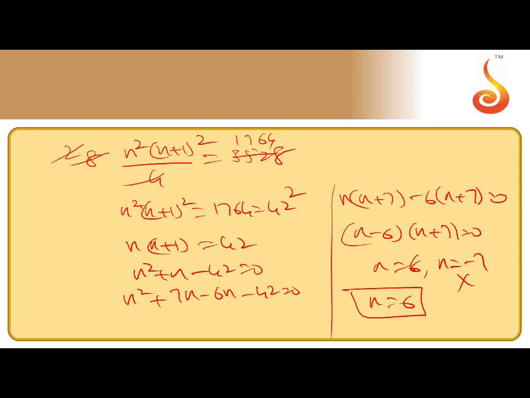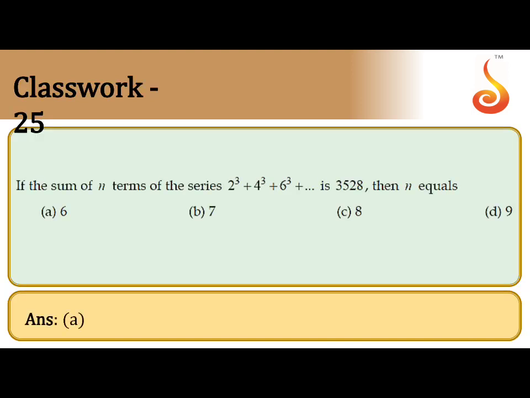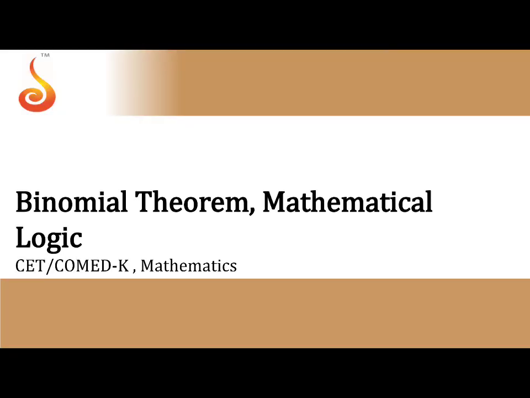I hope this is clear. Just apply the formula and simplify to get the answer. So this is the question for this one. Just check the answer whether correct or wrong. A is the answer. n equal to 6. Everyone understand? This is the sequence and series problems. So I have cleared this question. Next one. So we'll solve the problems on binomial theorem and mathematical logic.